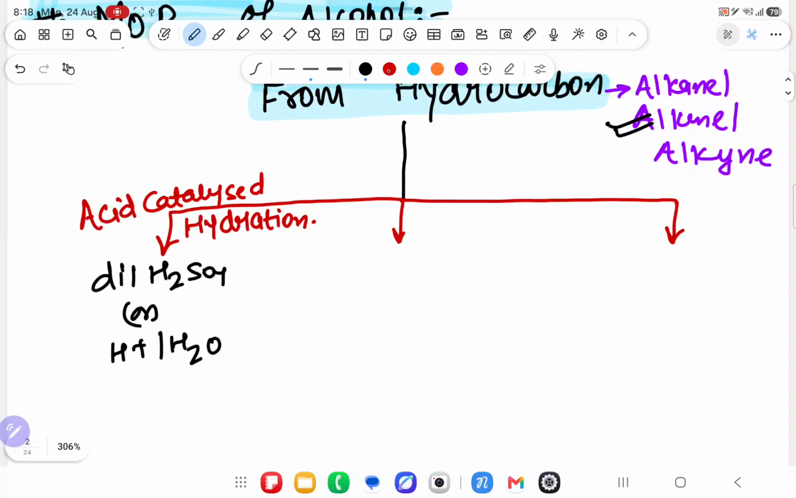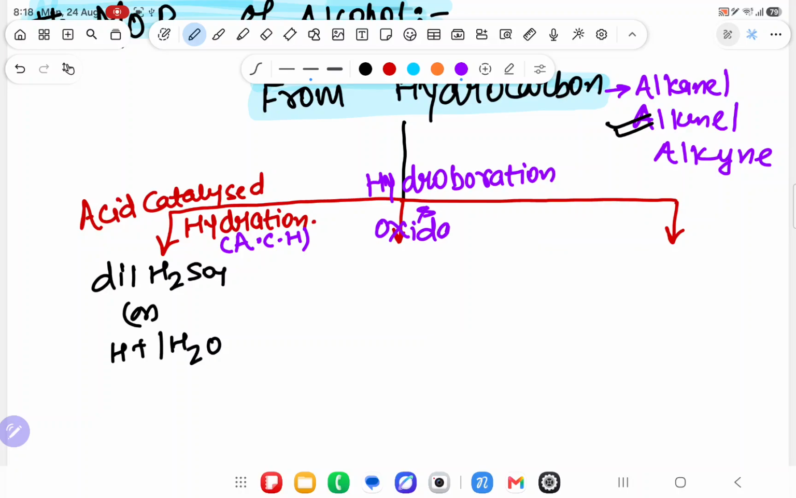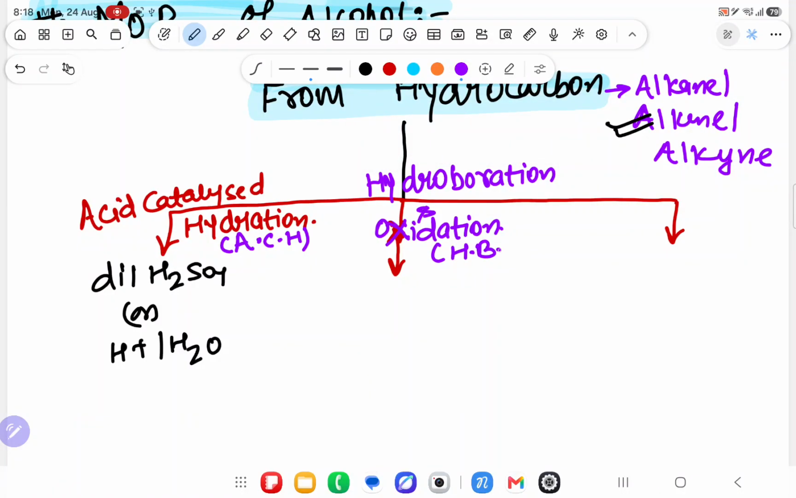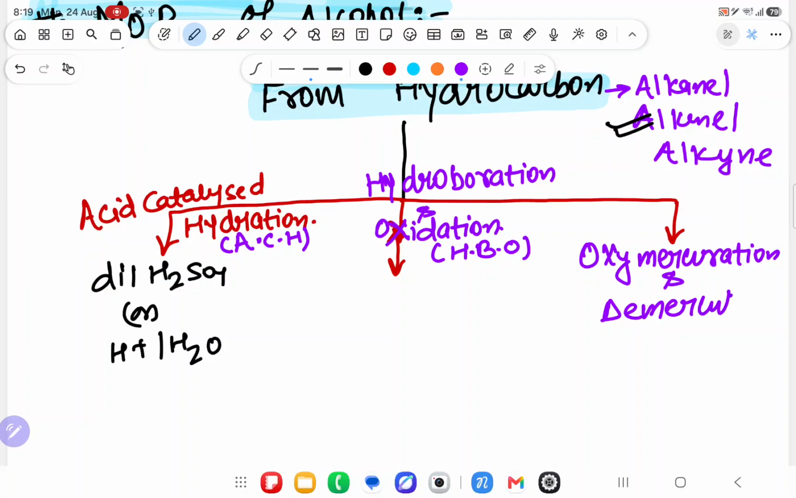The second reagent is hydroboration oxidation. Acid catalyzed hydration is short for ACH. Over here the second one is hydroboration and oxidation. Hydroboration and oxidation, the short trick is HBO. The third one is oxymercuration and demercuration, short form OMDM.